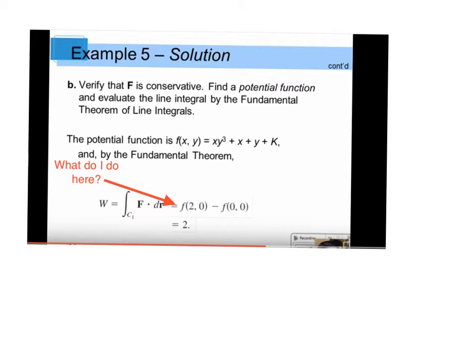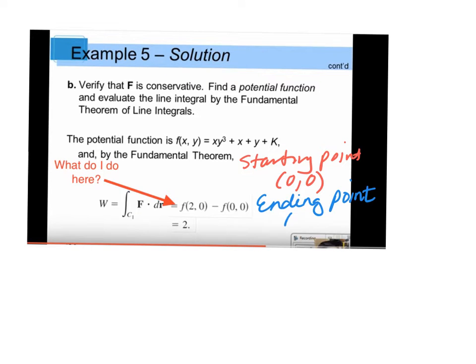All right, for this problem, you're using the fundamental theorem of line integrals as an alternate way to evaluate the line integral for work. The fundamental theorem of line integrals uses your starting point, which is (0, 0), and also your ending point. So it really doesn't matter what the path is, as long as the vector field is conservative, you can take any path. And in this case, the end point is (2, 0).